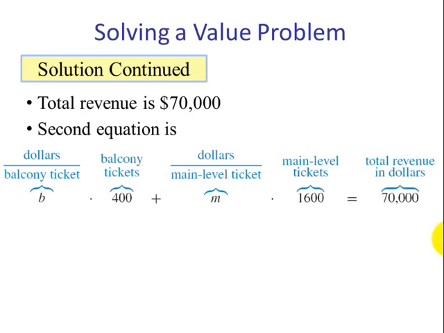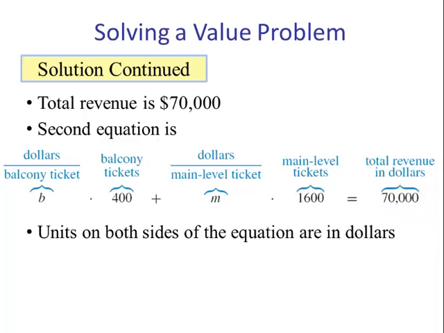So the second equation is where we apply the total value formula. So we have B times 400, where 400 is the number of tickets and B is the price of the ticket. Then we add the number of main level tickets, which is 1,600, times the cost of each ticket, which is M. And we want this to be equal to our total revenue, $70,000.